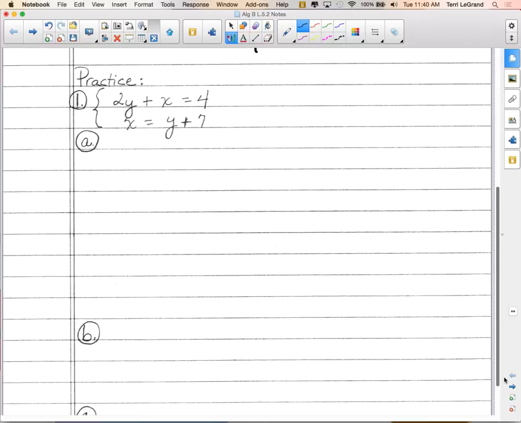First we're going to circle it. So we're going to take this y plus 7 and we're going to circle it. We're going to say, this is the same as x. So now, since I've identified that we have an equation solved for x by itself, here's our circled expression.